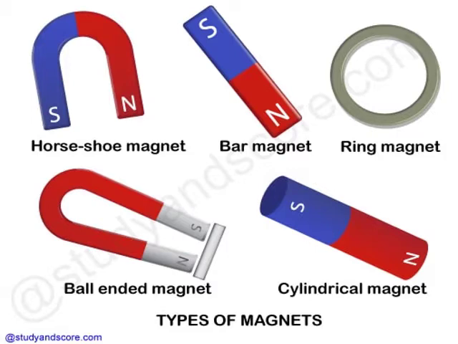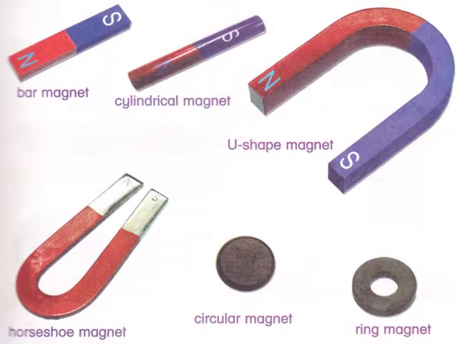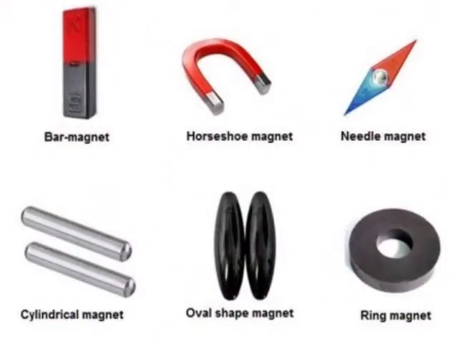Now speak up. Horseshoe magnet, bar magnet, ring magnet, ball-ended magnet, cylindrical magnet, U-shaped magnet, circular magnet or button magnet. Follow me. Bar magnet, horseshoe magnet, needle magnet, cylindrical magnet, oval shaped magnet, ring magnet.